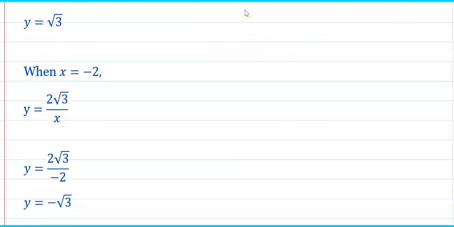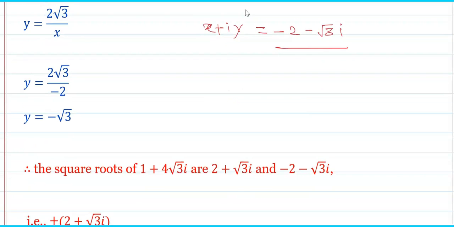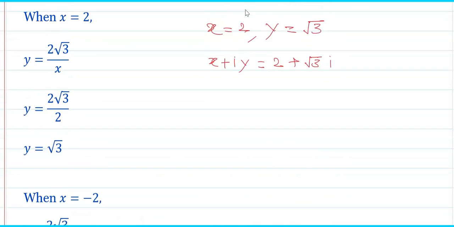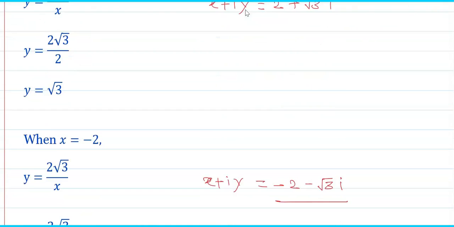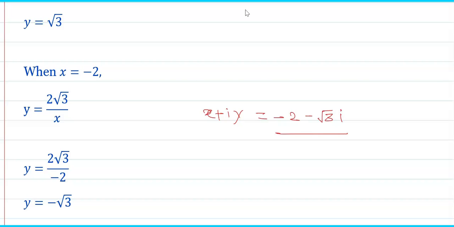Okay, now what about the second? When x is equals to minus 2, substitute the value of x is equals to minus 2. This gets cancelled, and again x plus iy, that is equals to minus 2, again minus here the root 3i. Okay, therefore x plus iy is equals to minus 2 minus root 3i. Therefore the roots of this equation, first is 2 plus root 3i, second is minus 2 minus root 3i.